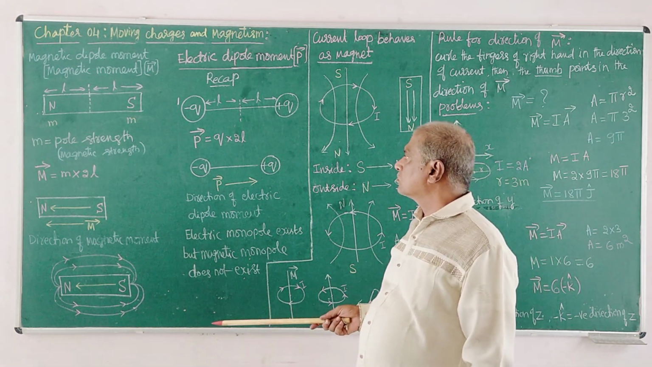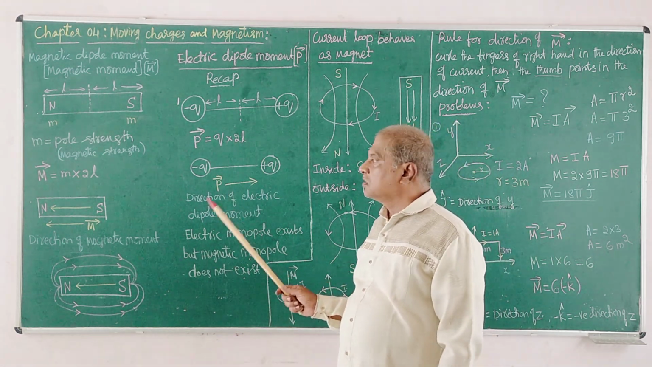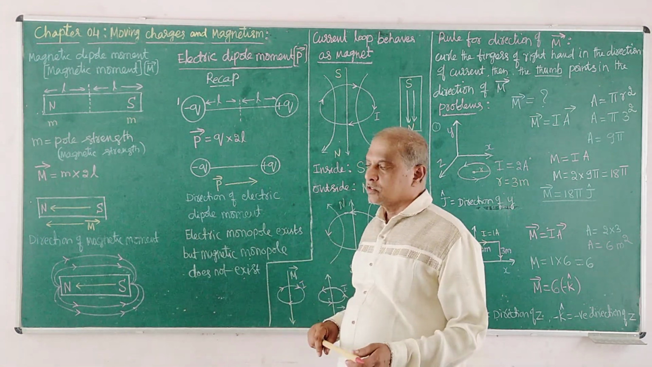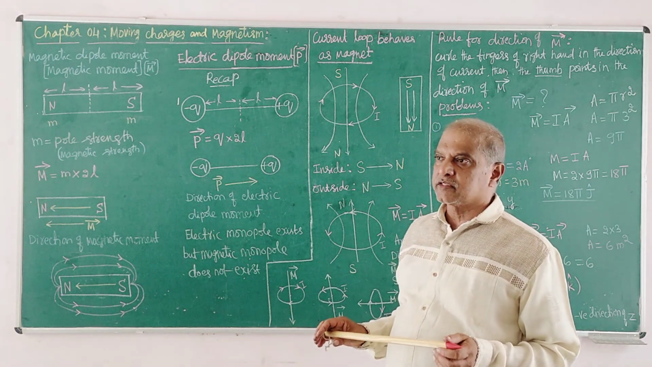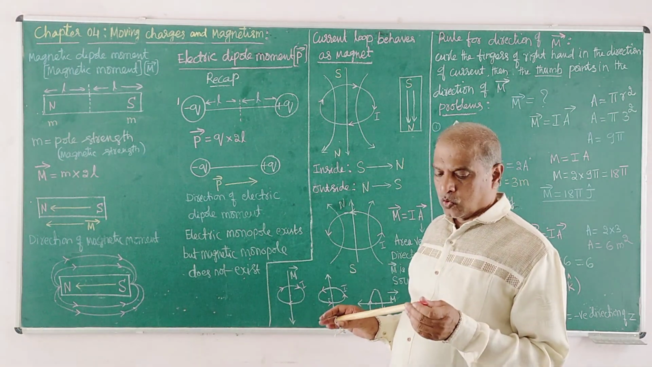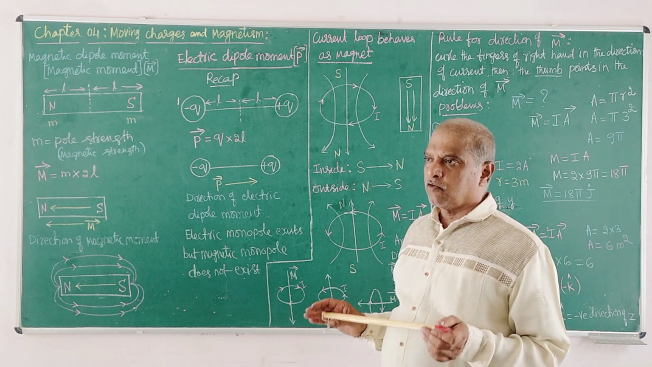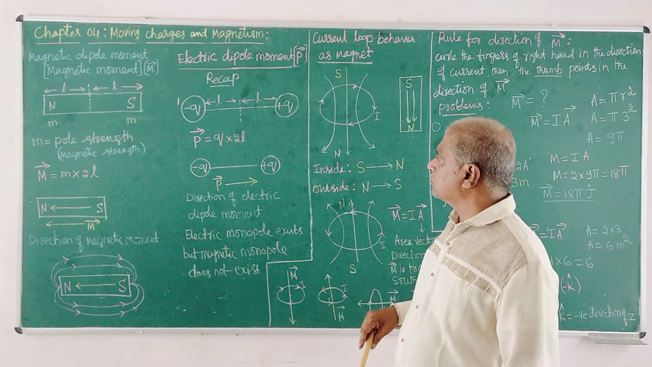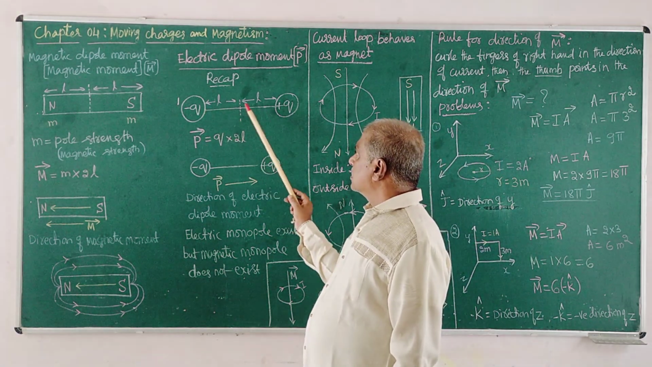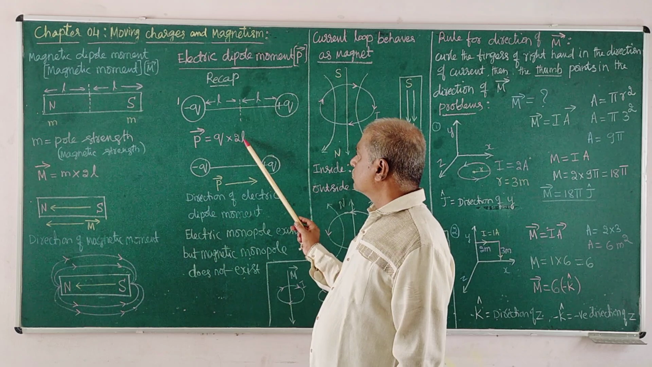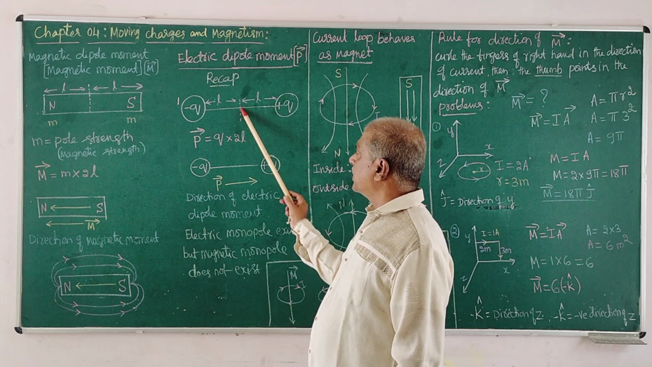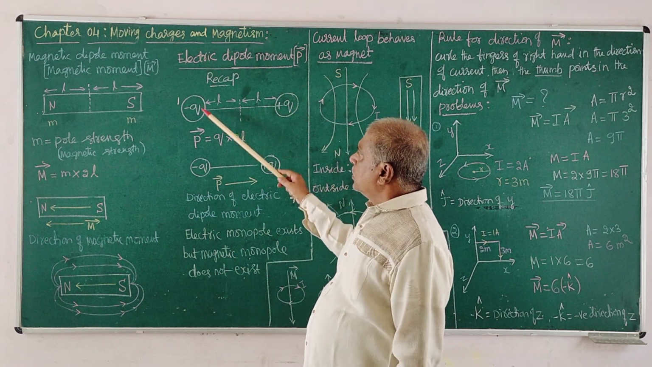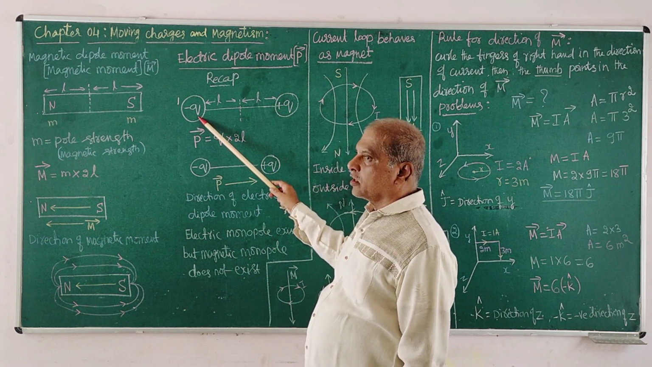Electric dipole is equal and opposite charges separated by distance. There are two electric poles, equal and opposite, and they are separated by a distance. Here the distance of separation is 2L. From the center, the distance of separation is L on either side. Q is the magnitude of the electric pole strength.